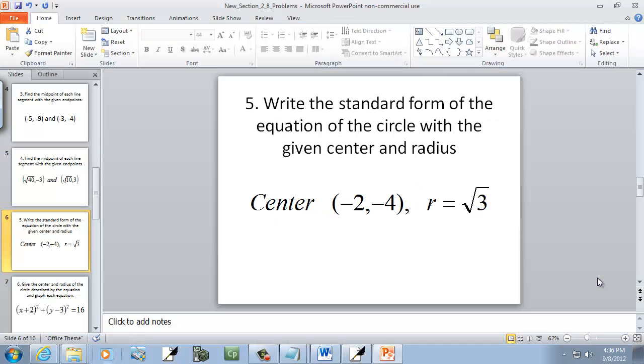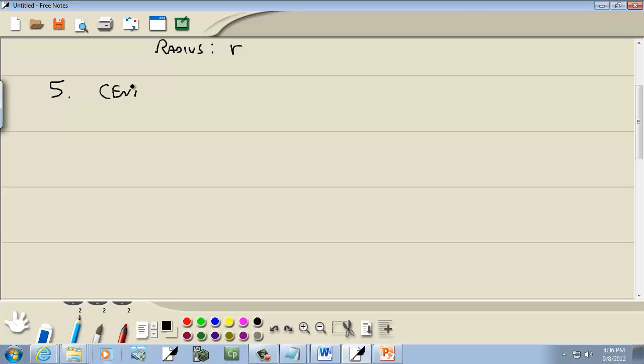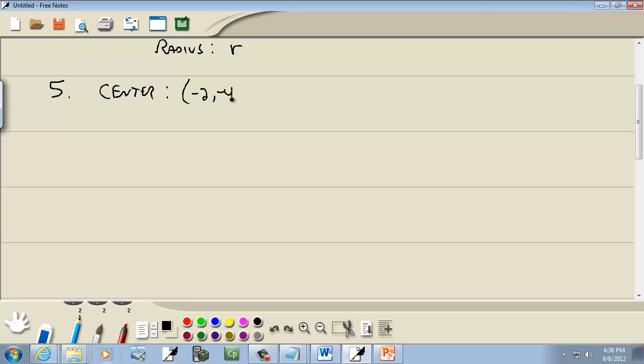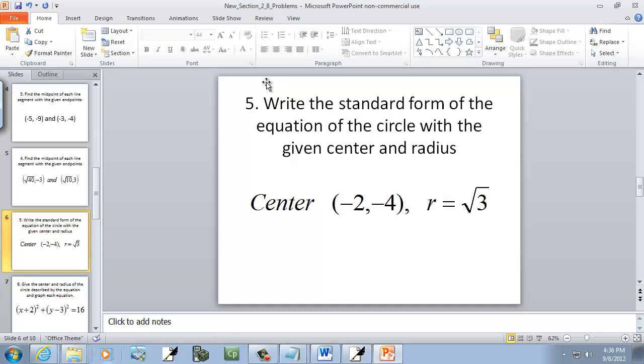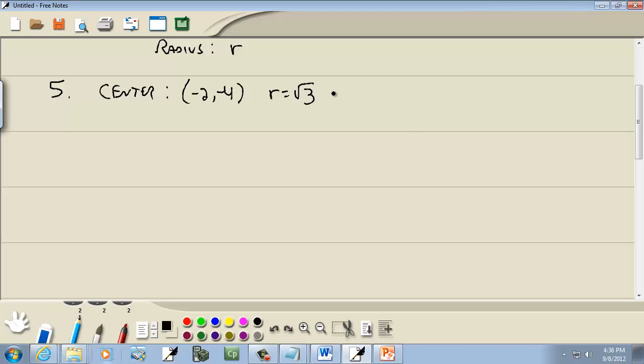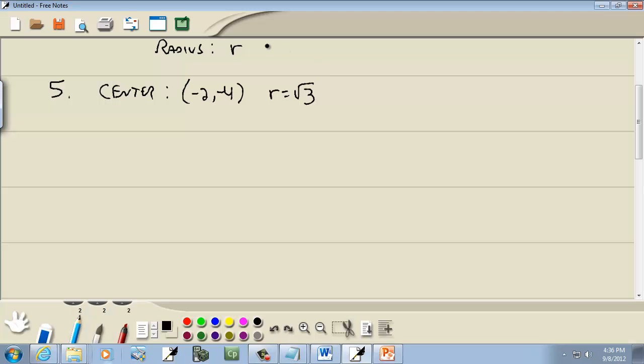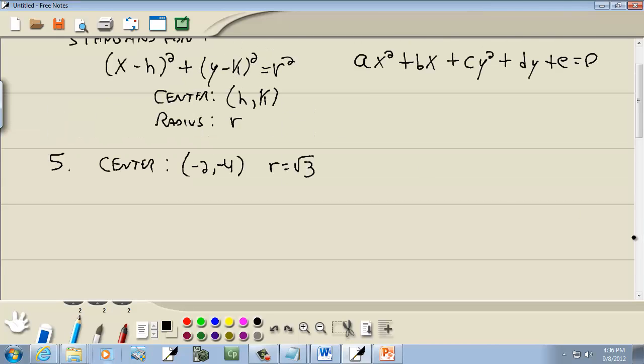Let's look at our first problem. Our center is (-2, -4), and the radius is square root of 3. The instructions say, write the standard form of the equation of the circle with a given center and radius. Well, they're giving us the center and they're giving us the radius, and from our formula, this is our h, so h is -2, and this is our k, so k is -4, and we got r, so we want to plug this into our standard form.